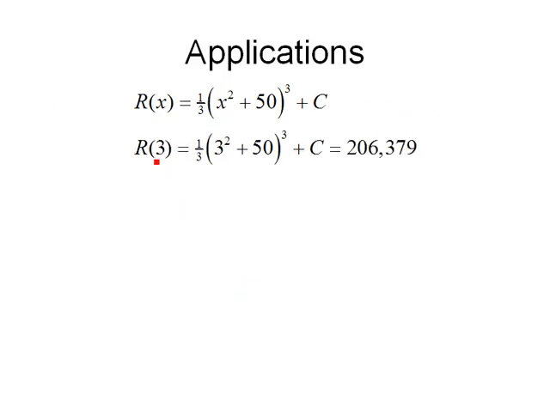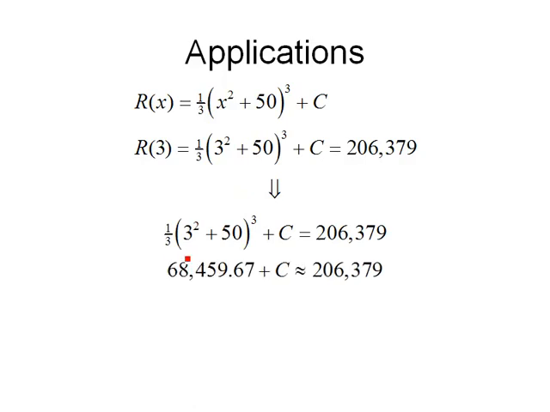So we knew that R of 3 was equal to 206,379. So when I put 3 into R of x, I get 1/3 times the quantity 3 squared plus 50 cubed plus c equals 206,379. So I'll solve for c by moving everything over to the other side. I'll subtract this piece out, and that piece is equal to approximately 68,459.67.